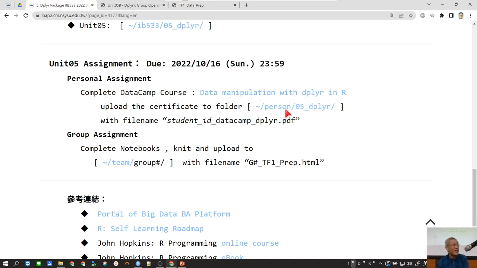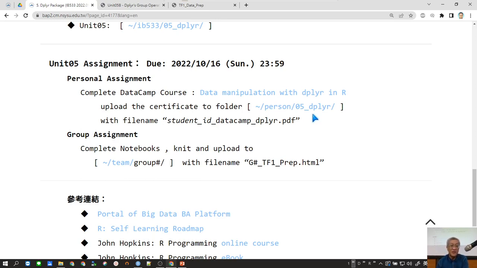So upload your certificate, right? After you finish that, you should have a certificate. So you can download the certificate and upload it to this directory. That is your personal assignment.